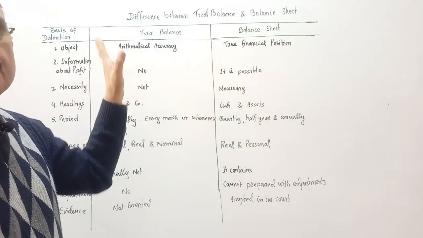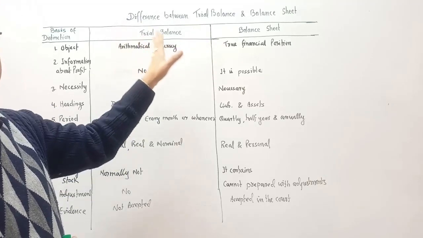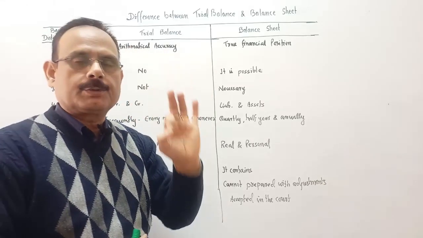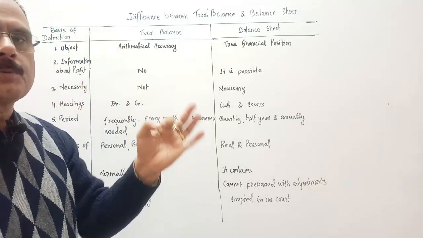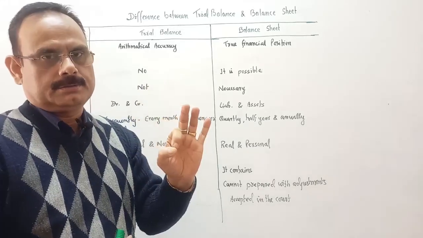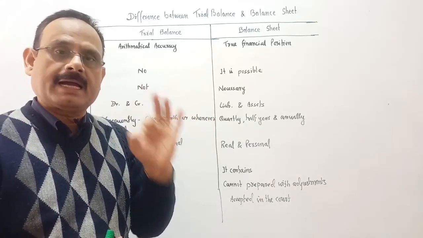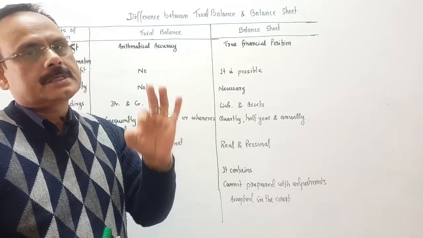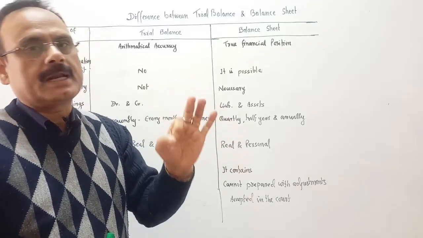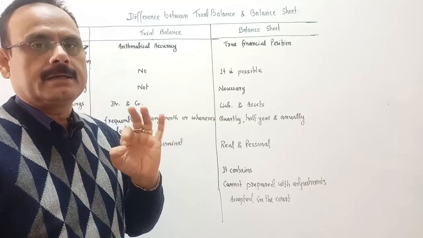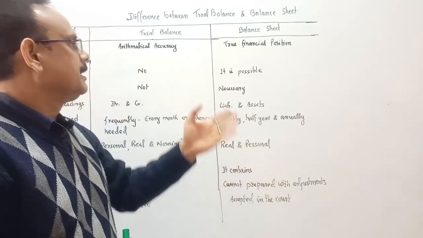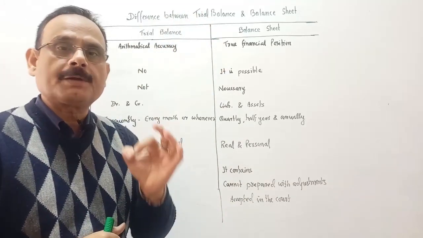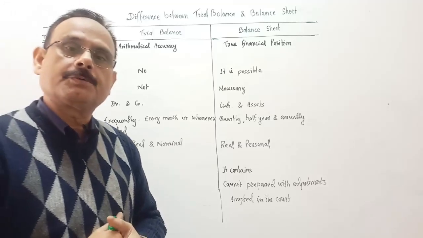So the objective of both is different. One, trial balance objective is to check the arithmetical accuracy, that every debit has a corresponding credit or not. Okay, trial balance must be matched. If it is not matched, it means somewhere some mistake is there related to dual aspect or other types of errors. But balance sheet objective is what? Balance sheet objective is to know the true and fair view of the financial position.